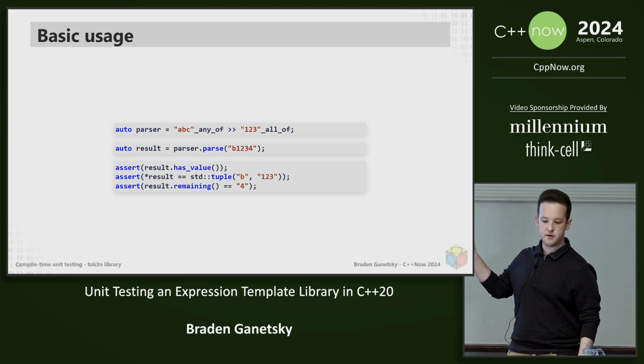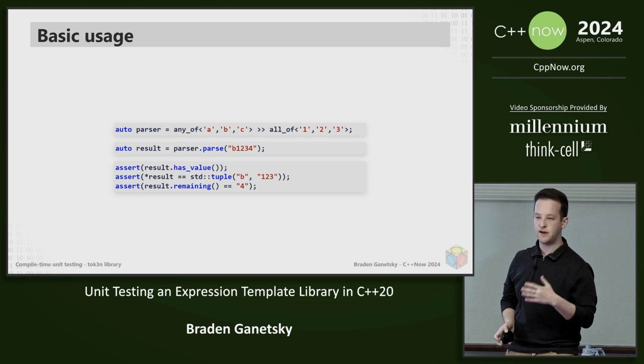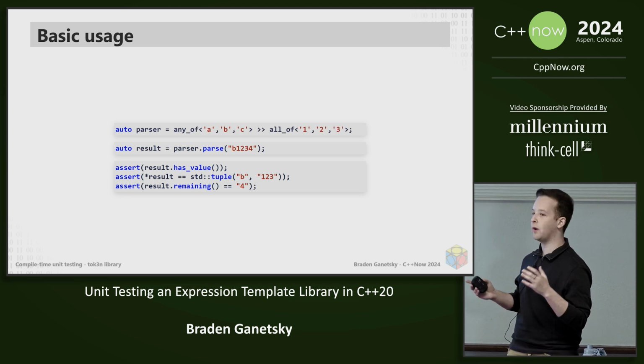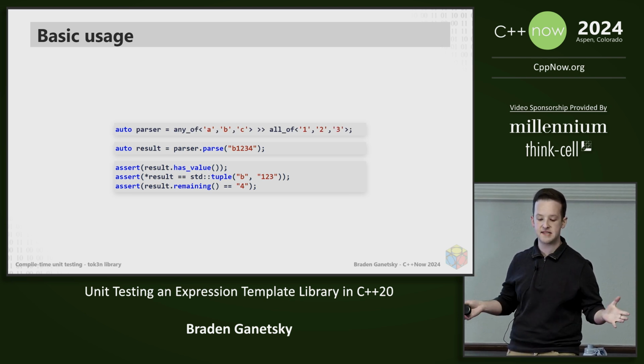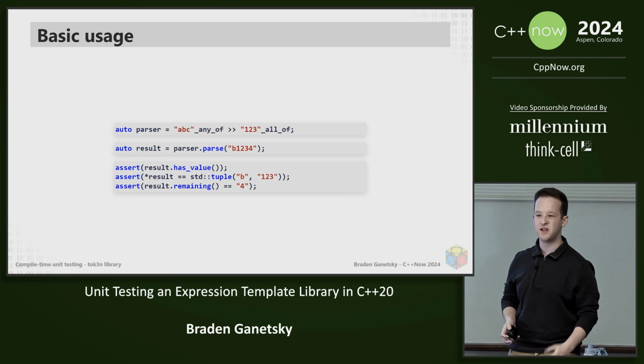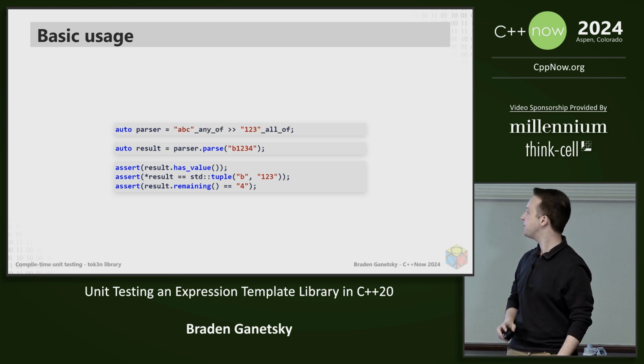Any of and all of the UDLs are actually just syntax sugar for the variable templates, any of and all of, where you take in a variadic pack of something. But I prefer the UDLs. I just think they look nicer. I know some people don't like them. I like them in this case.